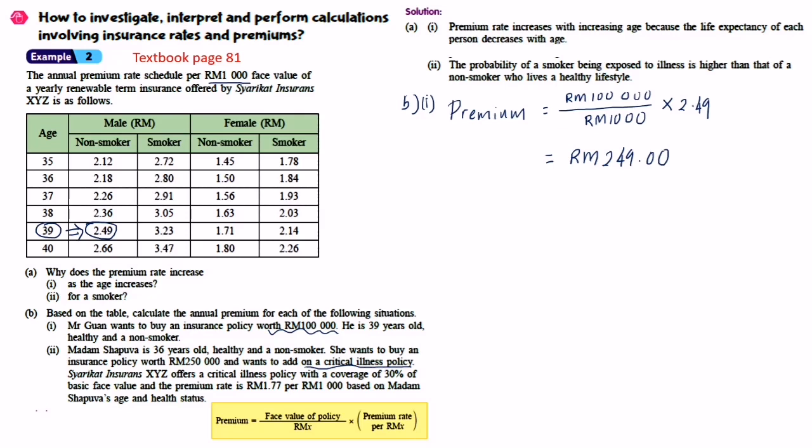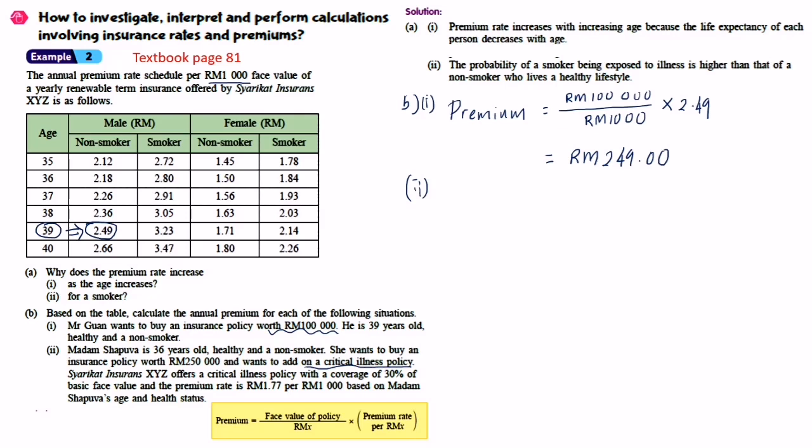2. Madam Shapruva is 36 years old, healthy, and a non-smoker. She wants to buy an insurance policy worth 250,000 and wants to add on a critical illness policy. Syarikat Insurance SYZ offers a critical illness policy with a coverage of 30% of basic face value and premium rate of 1.77 per 1,000 based on Madam Shapruva's age and health status.